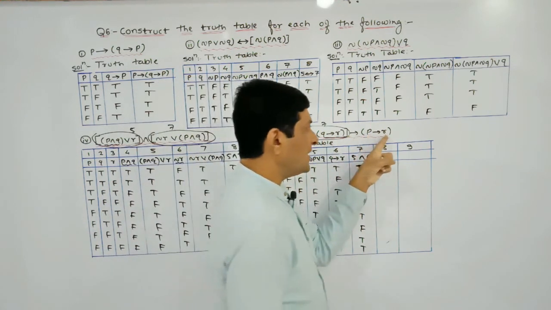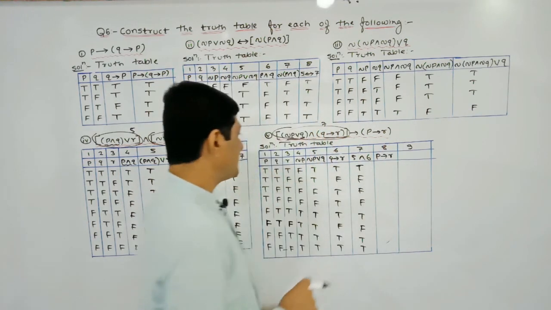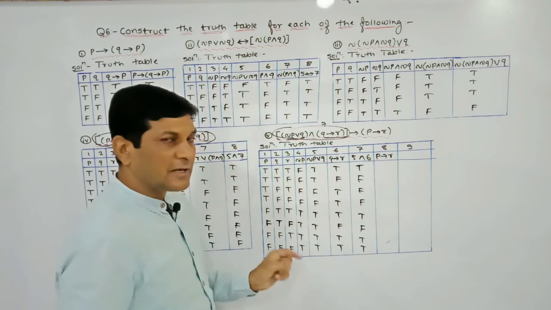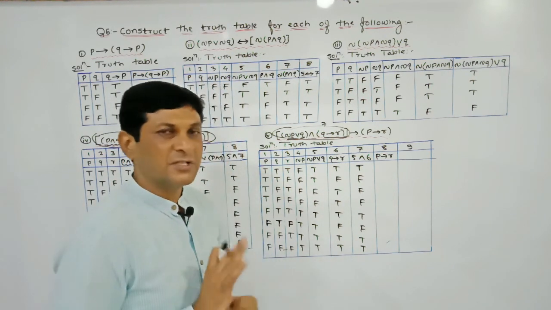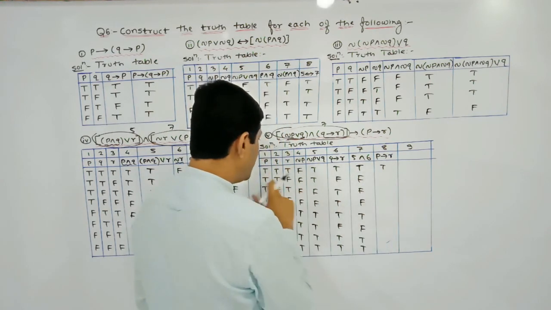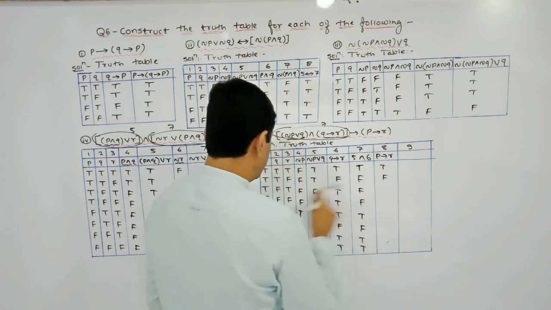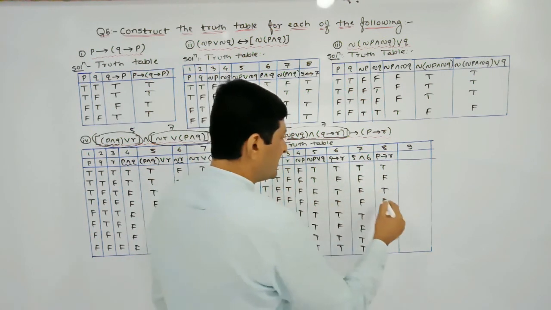Now find out the implication of P and R. So observe the truth value of P and R, and in case of implication, if TF appears, at that time only implication is what? False. So here TF does not appear, so true. Here TF appears, so false. Here TF does not appear, so true. Here TF appears, so false.